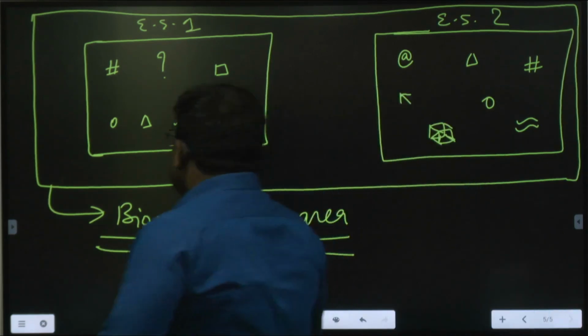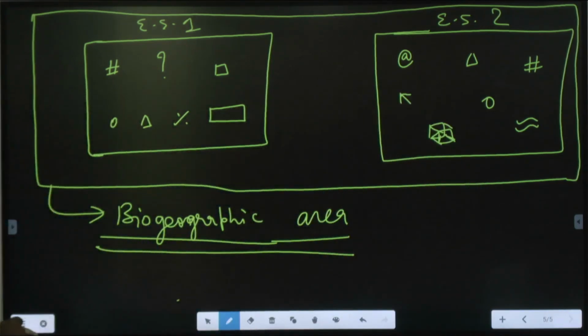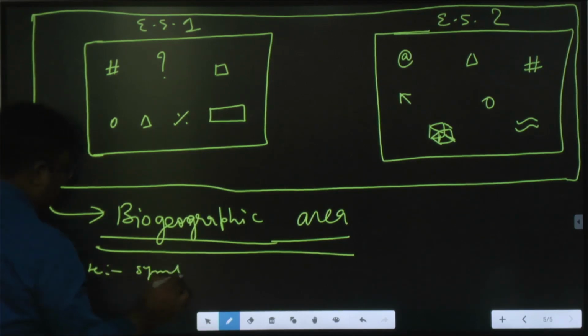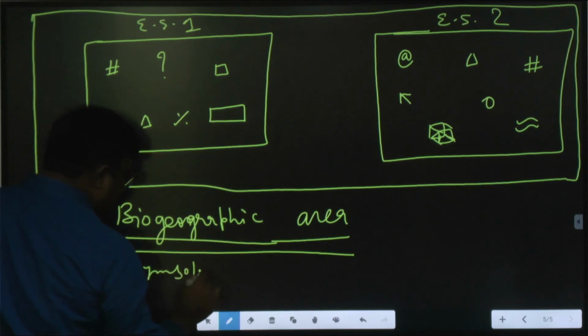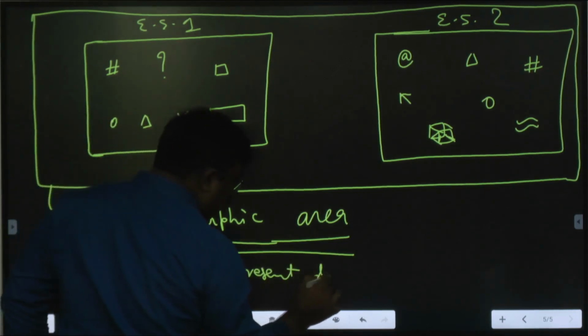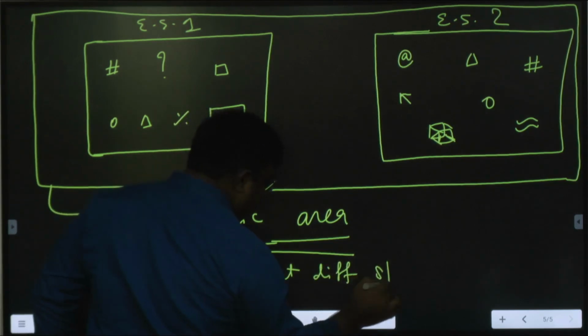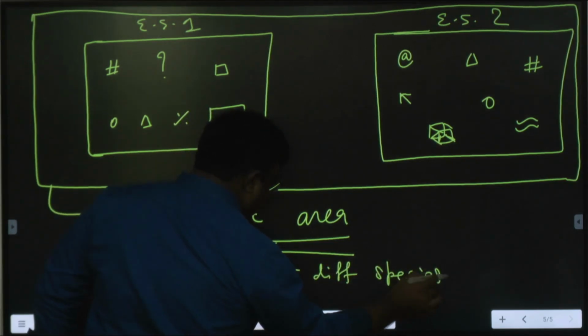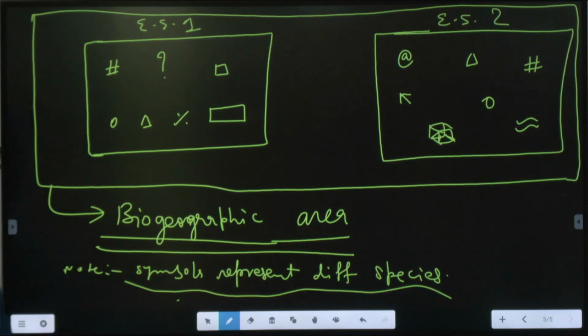All these symbols represent species, different species, right? So with proper note you should write down that these symbols represent different species. Symbols represent different species, right?